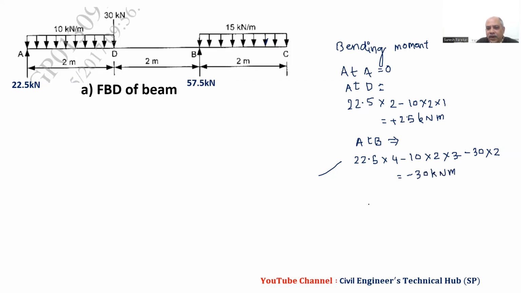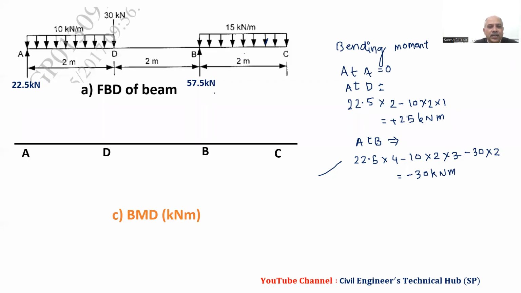If we come from the right side, then we have minus 15 into 2 into 1, because it is clockwise, so minus on the right side. Then we will plot it. So we have 25 at D. Now this is x to the power 0, so x to the power 2 is increasing, so the slope decreases.